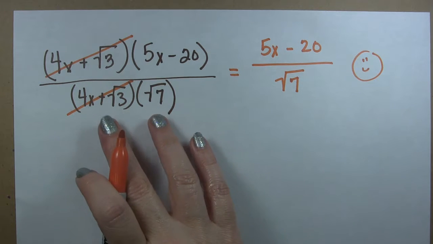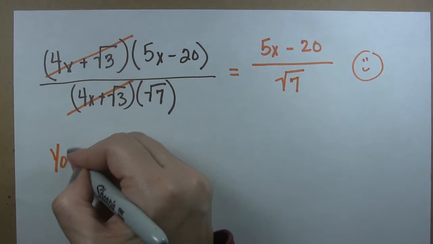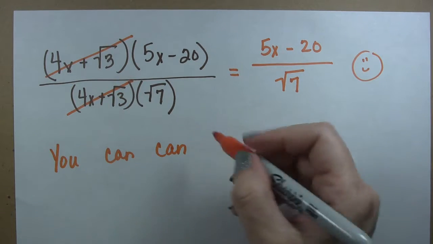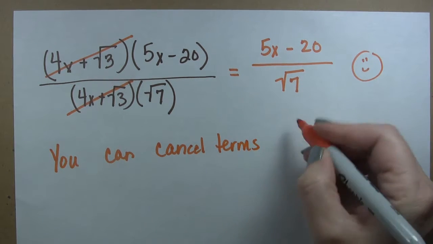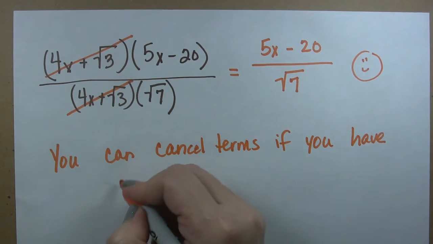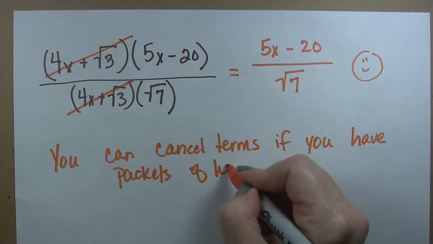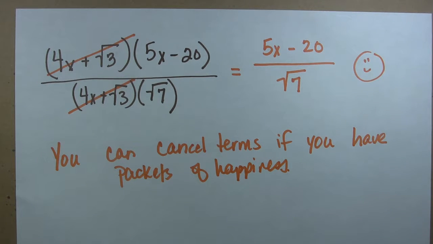So how do you know when you can cross off and when you can't cross off? You can cancel terms. That's what we call it when we cross off the top and the bottom. You can cancel terms if you have packets of happiness. Packets of happiness. Great rule, you're thinking.